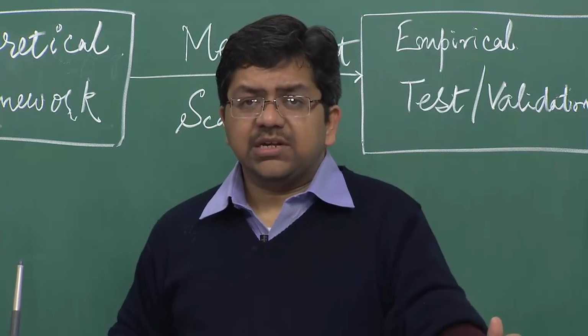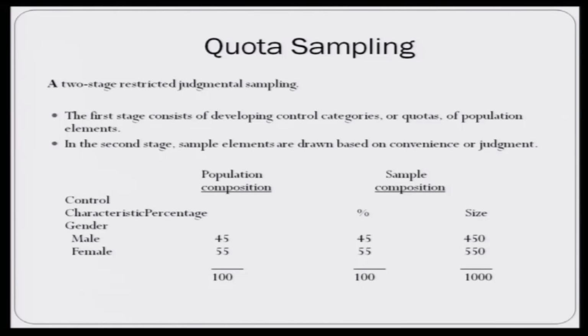Then you have quota sampling. I have given you an example, through which I will explain what quota sampling is, but you should understand that quota sampling is basically a two-stage restricted judgmental sampling. In the first stage, you develop control strategies or quotas of the elements.